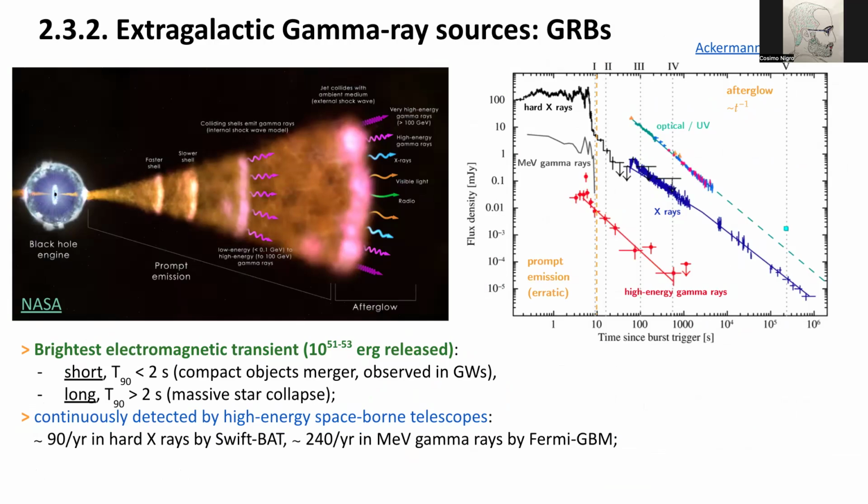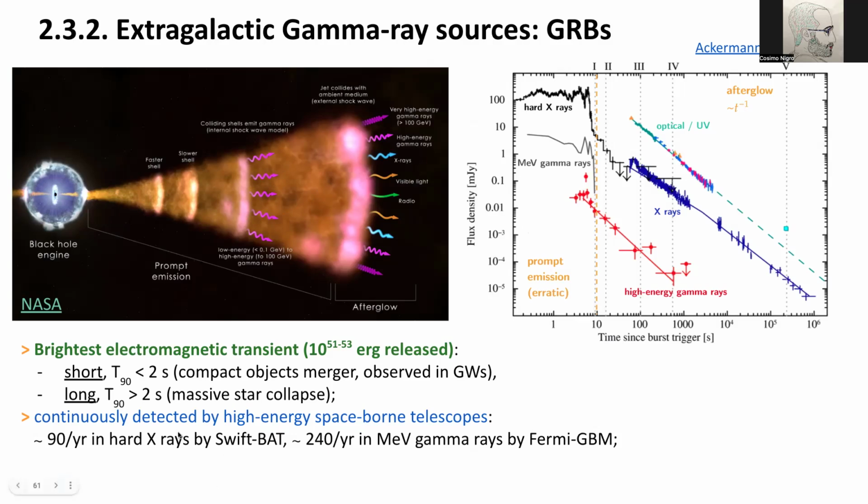Another source worth mentioning are GRBs. We have short or long GRBs according to the duration of this phenomenon, which is basically the explosion of some system involving a black hole. It can be the coalescence of two black holes, or it can be basically the explosion of a nova. When you have this phenomenon, probably you have some kind of jet formation or some strong collimated outflow of plasma that produces radiation in different bands.